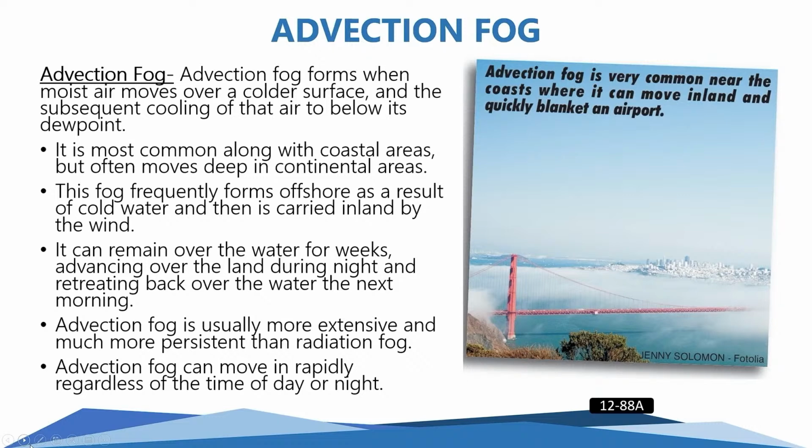It's most common along coastal areas, but it can move pretty far inland over continental areas. So this fog could actually come 20, 30 nautical miles off the coast as well. The fog frequently forms offshore as a result of cold water and then is carried inland by the wind. It remains over the water for weeks, and then it advances over the land during the night and kind of goes back and forth. But just keep in mind that it can move in rapidly regardless of day or night. And this is a type of fog that's usually more extensive and persistent than radiation fog as well.